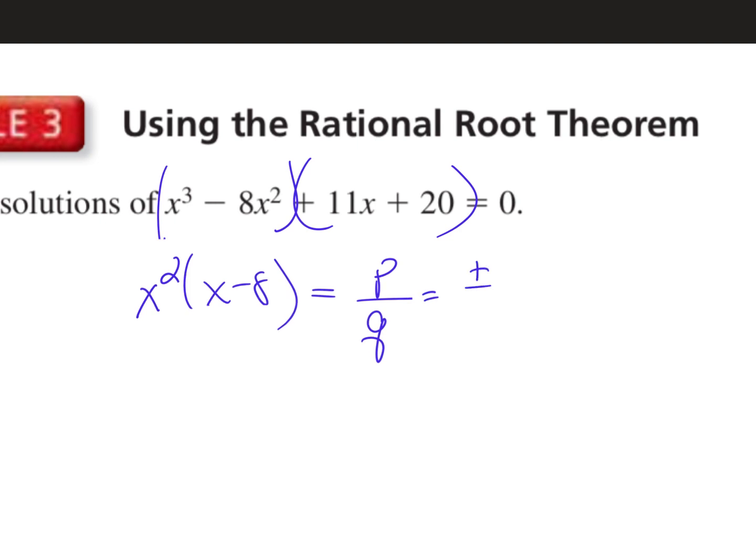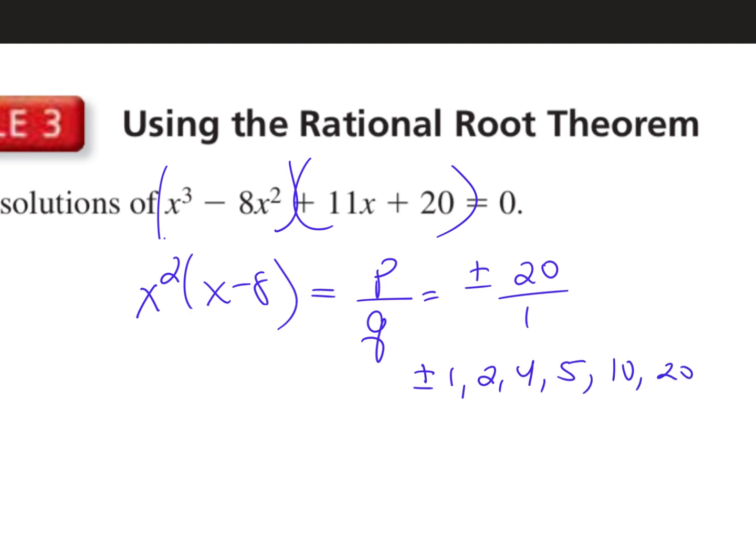So plus minus. What is your P? What's the last value? 20. And what is the first value? 1. So you're going to list out all the possible values. You always put a plus minus in front because it could be positive or negative. So the possible zeros, the possible answers I could have are 1, 2, 4, 5, 10, and 20.